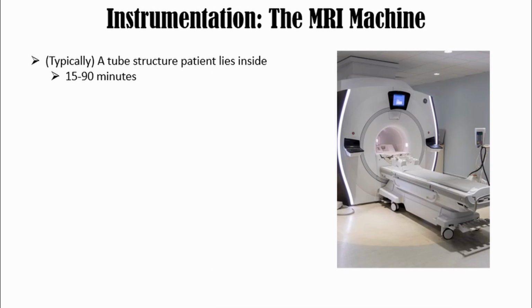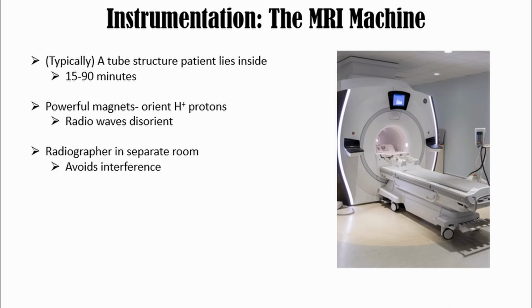Using firstly a series of powerful magnets to orient the protons in the hydrogen and water molecules in the same direction, radio waves then send the protons out of alignment. It is their realignment with the magnetic field that allows for signals to be produced, which are conveyed to the radiographer, who is in a separate room to where the scan is taking place, to avoid the magnetic field interfering with the computer and hence ruining a potential result.